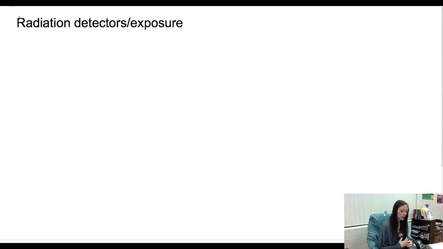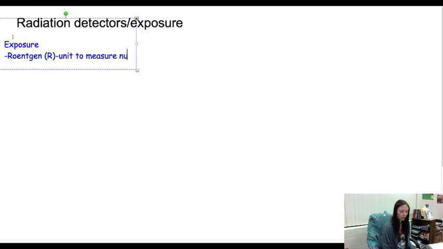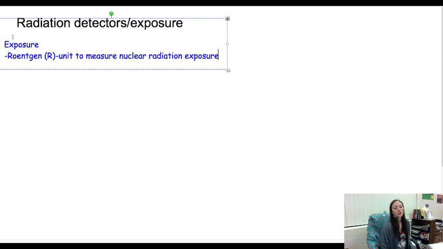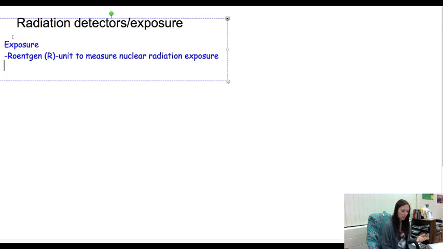The last thing we're going to look at is radiation detectors and then a little bit about radiation exposure. So we're going to start off with the exposure part. There are 2 ways that we're going to look at measuring radiation exposure. The first one is called a Roentgen, and it's an R. It's a unit to measure nuclear radiation exposure. It's just one of many. There are others, Becquerels, Curies, and I'm sure there are a couple more that I'm not saying right now, but this is one of the main ones.